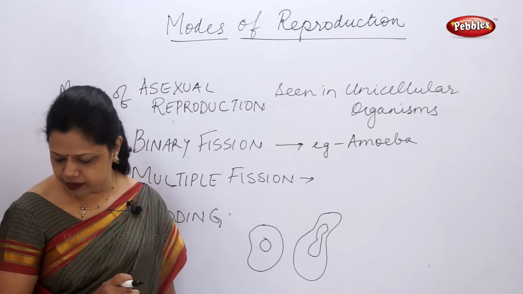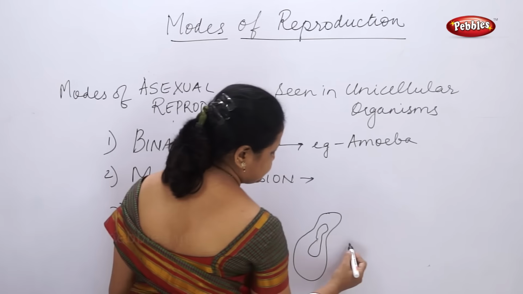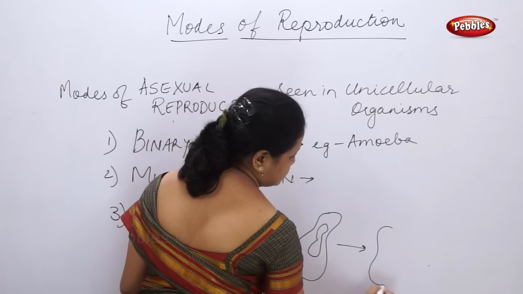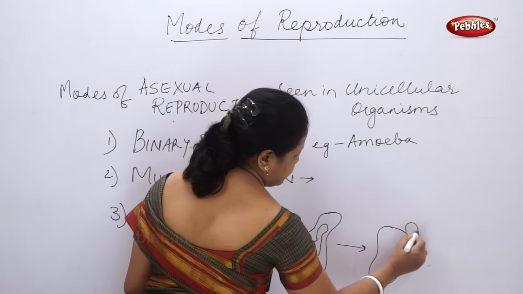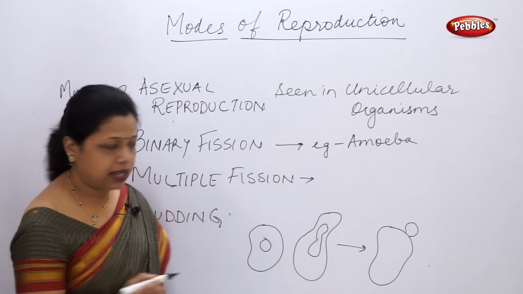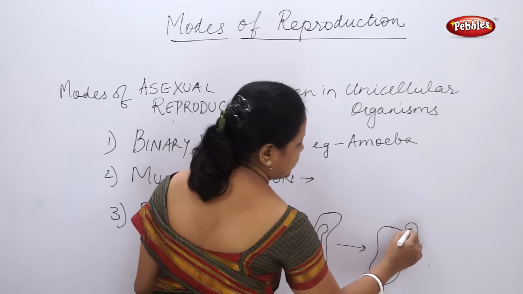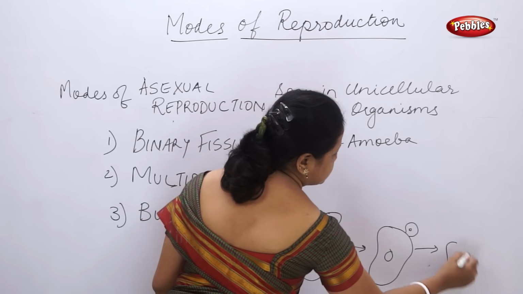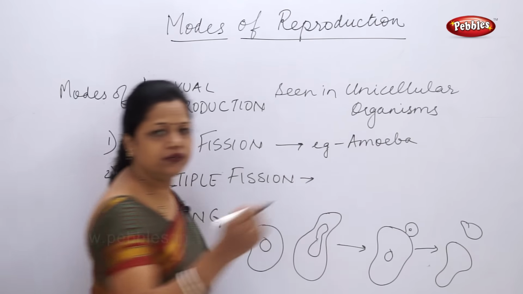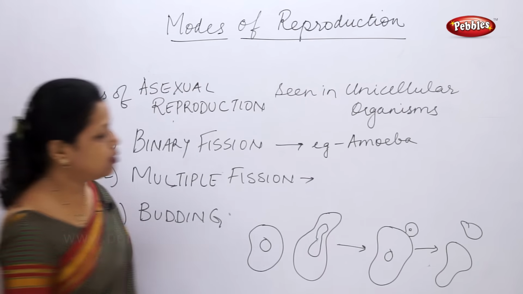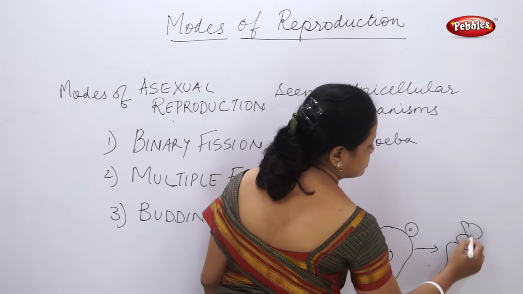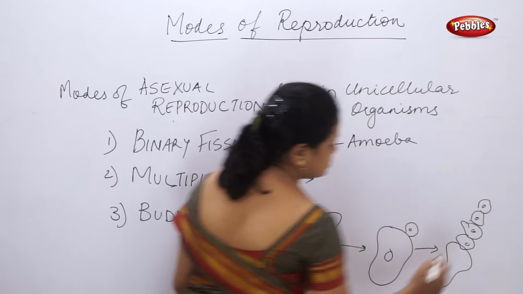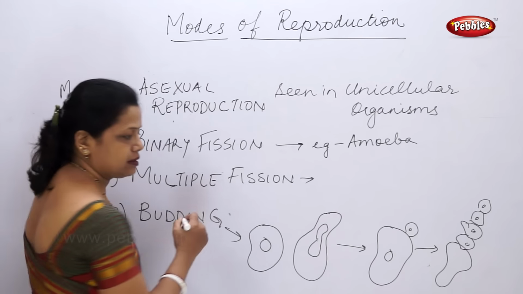This is how it goes on developing. Then slowly on this, a new type of bud comes out, and this bud starts separating, and finally you will see the original one and the bud also, which is separated. This is how you may see various chains of buds forming, and this is called as budding.